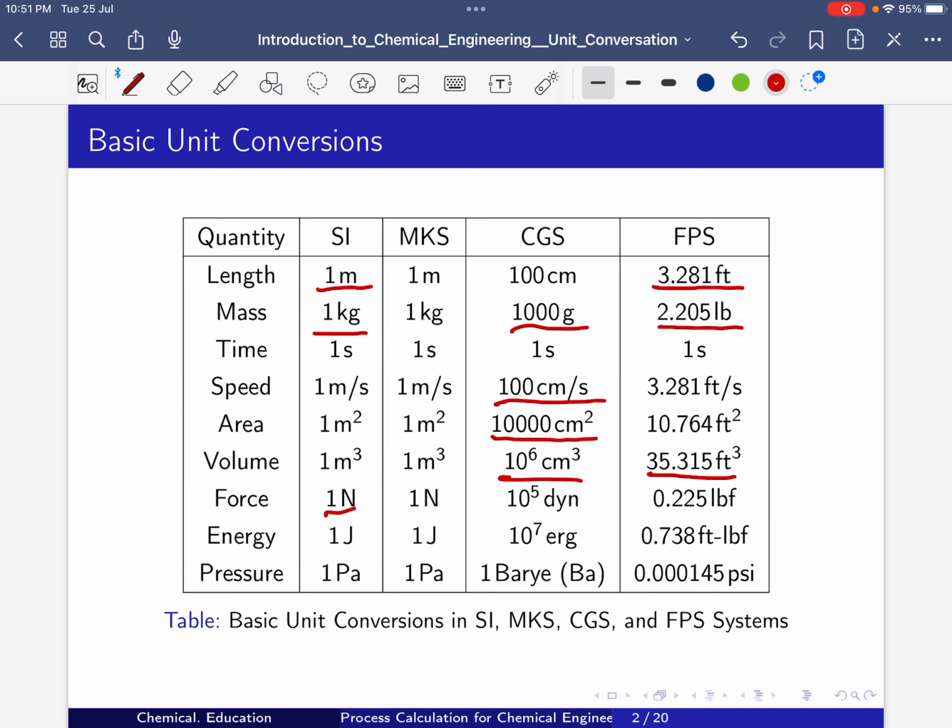Now similarly force, energy and pressure we can do. 1 Newton is equal to 10 to the power 5 dyne, and if we convert to LBF, that is 0.225 LBF. Energy: the unit is joule, so 1 joule is equal to 10 to the power 7 erg in CGS, and in FPS 0.738 foot pound F. Pressure: we know the SI unit is pascal or Newton per meter square, CGS is 1 bar, and FPS 0.00145 psi. We have to learn all this by heart, because later we can see how the conversion happens, and you can easily understand how to do that.